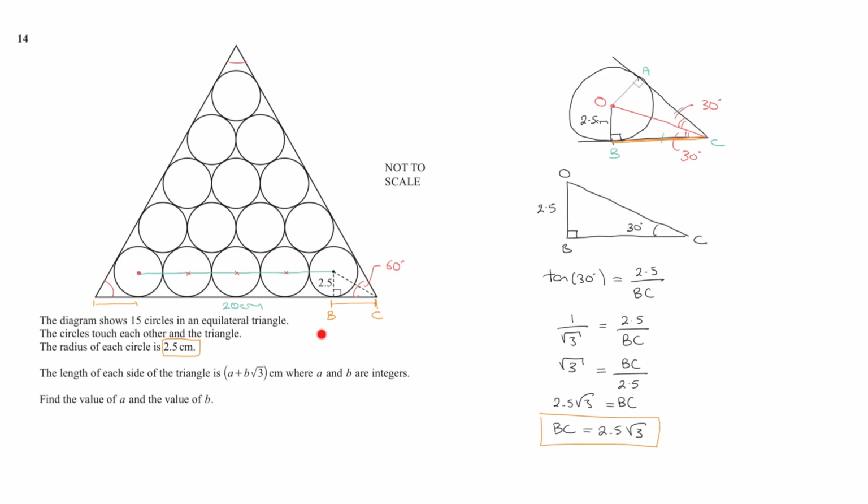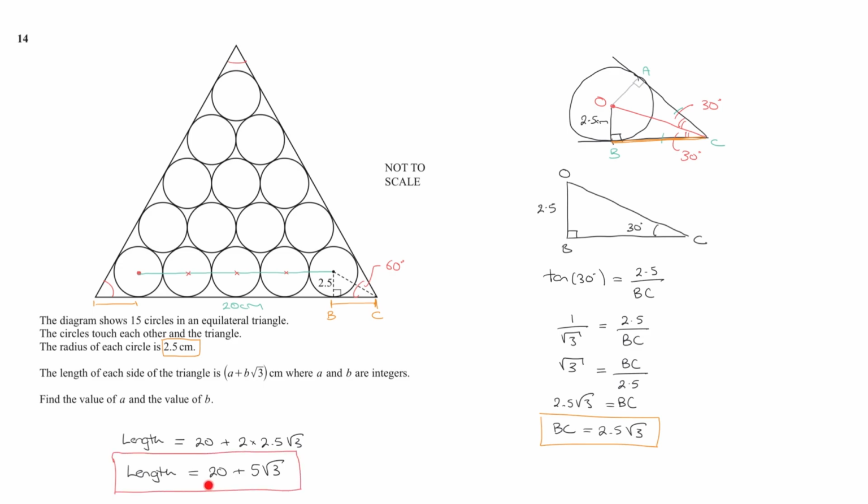Finally, going back to the bigger triangle we have here, the total length of the side of this equilateral triangle is therefore 20 centimeters plus 2 times BC, since we have the same length on the other end of the base of the triangle. And so we could write something along the lines of the length is equal to 20 plus 2 times 2.5 times square root of 3. In other words, the length is equal to 20 plus 5 root 3. And that's the length of each of the sides of this equilateral triangle.